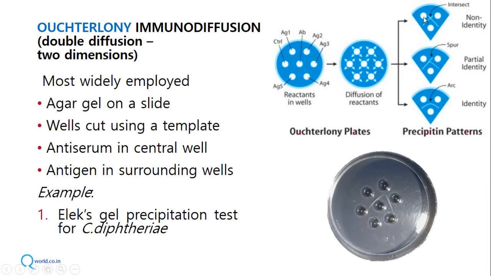Now if bands intersect each other and form an X, that means those antigens are not related to each other. This is known as reaction of non-identity. But instead, if they form an inverted Y, or form a spur, that means partially identical antigens are there. But instead, if they form an arc, that means they are in total identity. So we can also know whether the antigens are related to each other or not. The example of this test is the Elek gel precipitation test, which is done for detection of toxins produced by Corynebacterium diphtheriae.